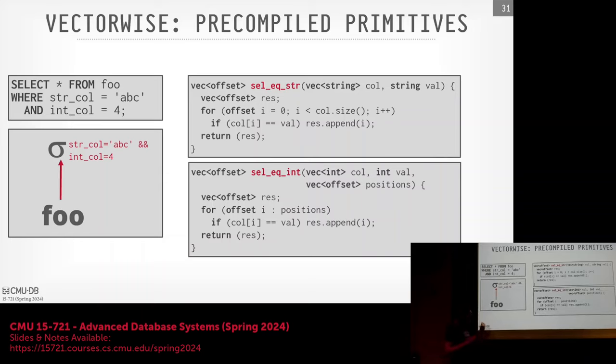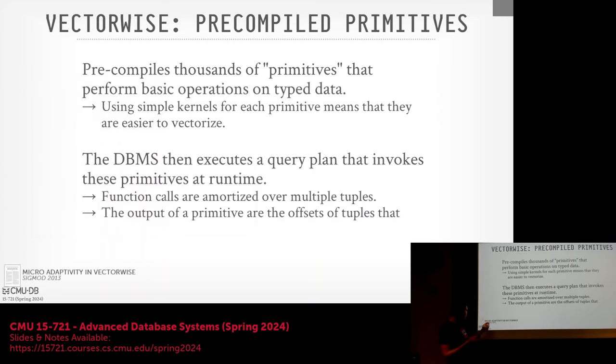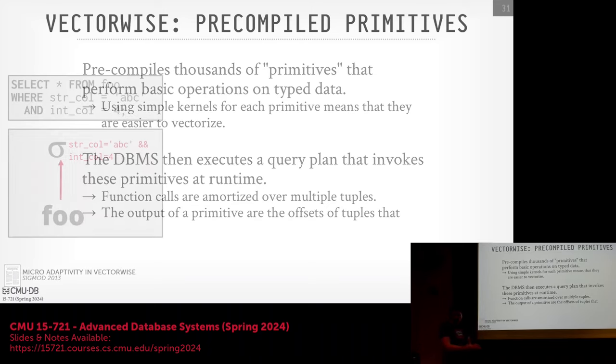I don't think they shipped it in the commercial version, but there's a paper. Am I citing it? Let's see. Yeah, this MicroAdaptivity paper. They would take all their primitives and run all different possible compilers on them, ICC, GCC, Clang, with a bunch of different parameters. And then at runtime, they would run basically an optimization program to figure out which one is going to perform the best for the CPU that they're running on. So they could switch out what machine code implementation or compiled version of the primitive at runtime. But again, I don't think that ever went into the commercial version.